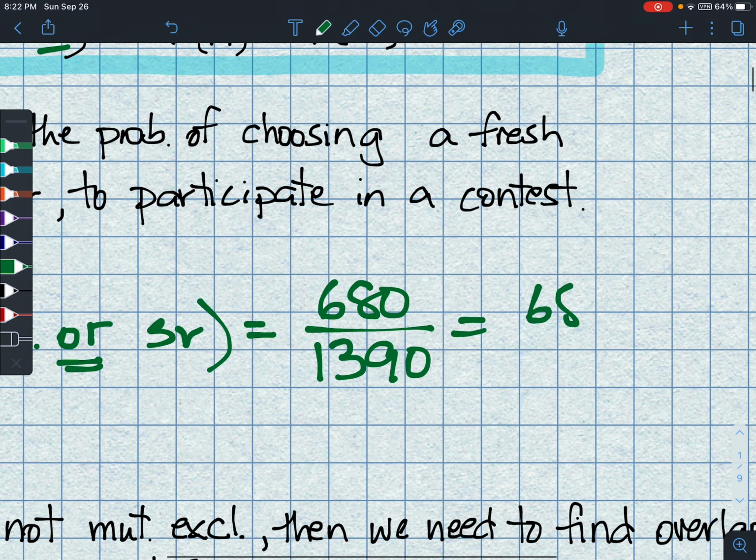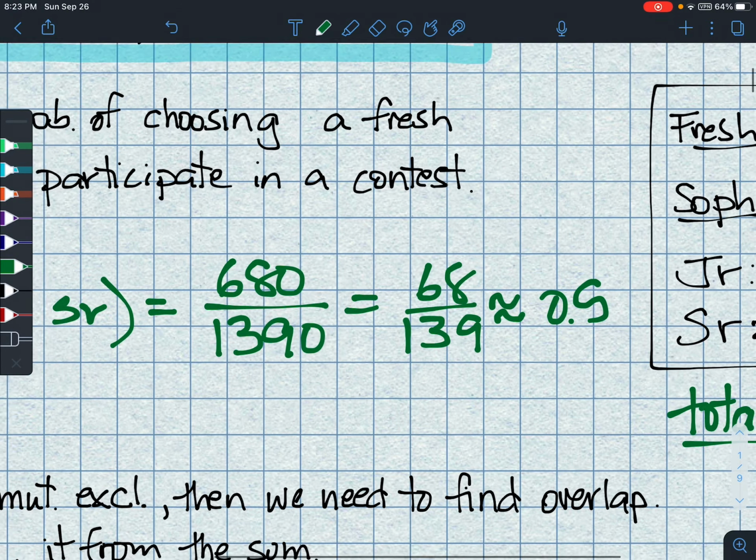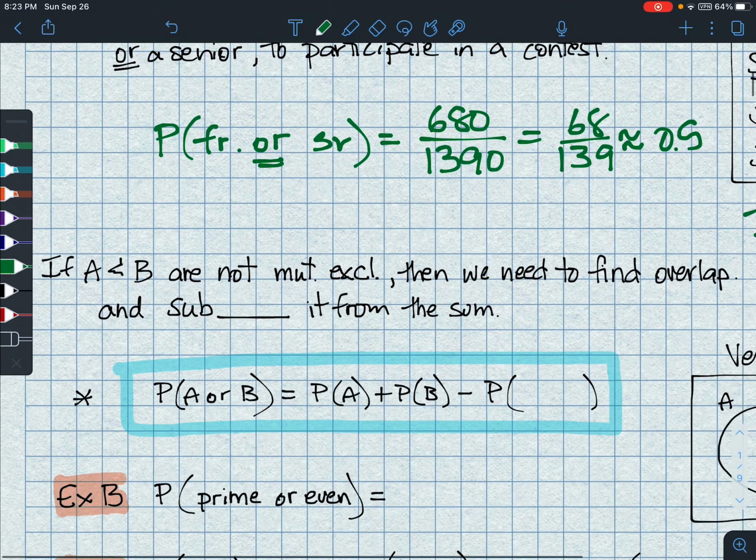And I know I could divide those both by 10 and answer it in this fashion. And ballparking it, I would say it's almost 50%, right? If we were to divide that out. So it's pretty close to 0.5, as one would expect.